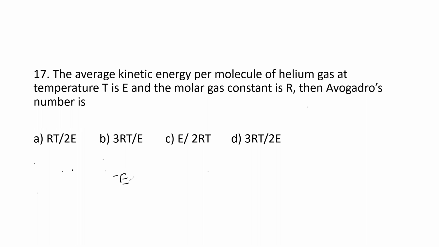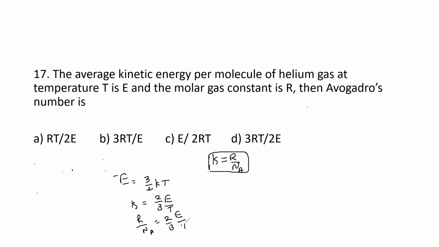E is equal to 3 by 2 K into T. So here K becomes 2 by 3 into E divided by T. We know the relation between the Boltzmann constant, the gas constant and Avogadro's number, that is K is equal to R divided by NA. So in this equation, we can take K is equal to R by NA, which is equal to 2 by 3 into E by T.